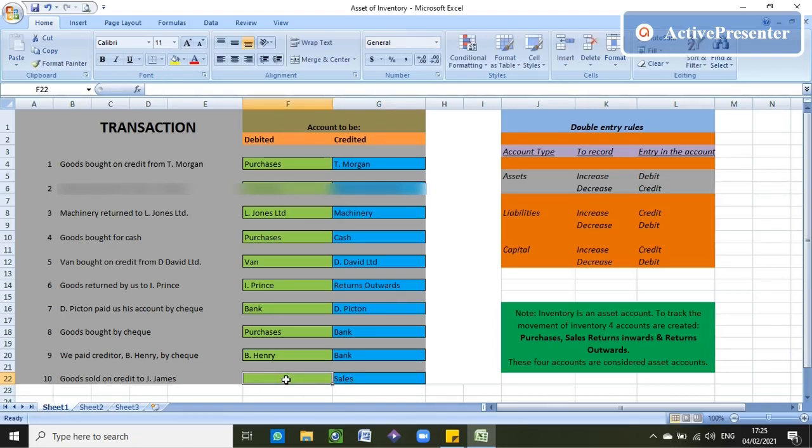What will we debit? Well, we will debit J. James. And why? Because we are selling to this particular person, and that means that this is an accounts receivable which falls under the asset accounts, and assets increase on the debit side.